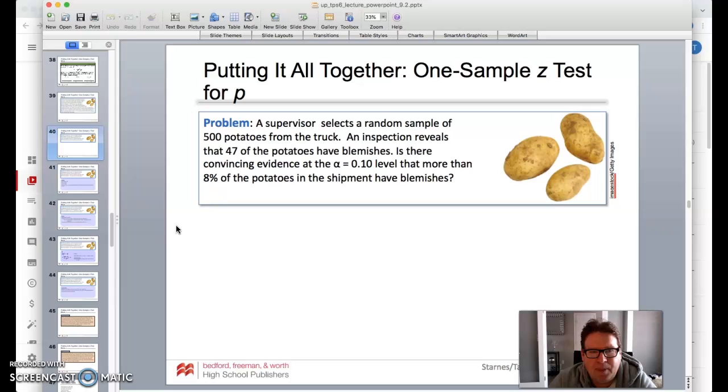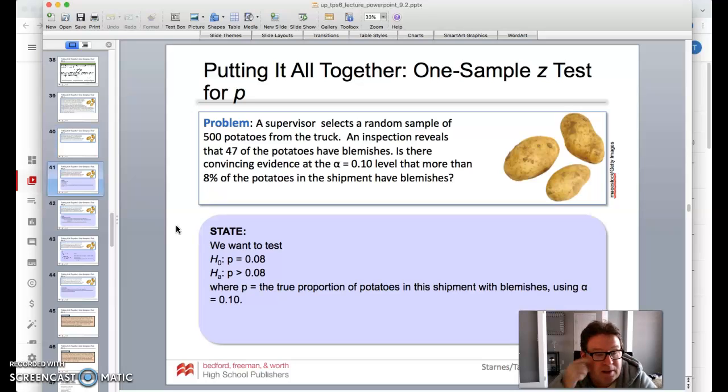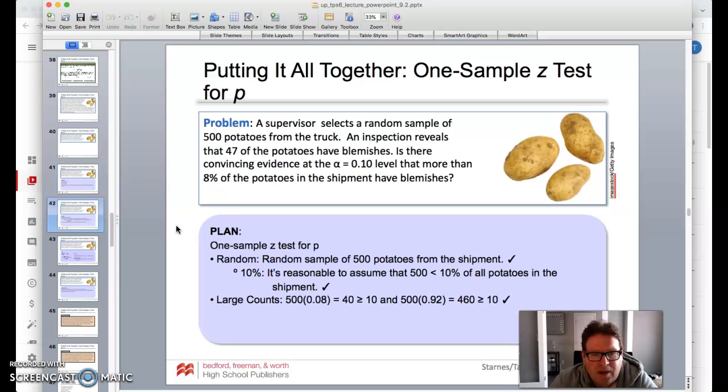All right, so here we go. We've got to think about what we're going to do here. Let's state: we want to test the null hypothesis that the true proportion is 8%, and the alternative hypothesis is that we believe that proportion is bigger than 8%. p is the true proportion of potatoes in the shipment with blemishes, using a significance level of 10%, 0.10. Okay, now plan, we're going to do a one sample z-test for p.